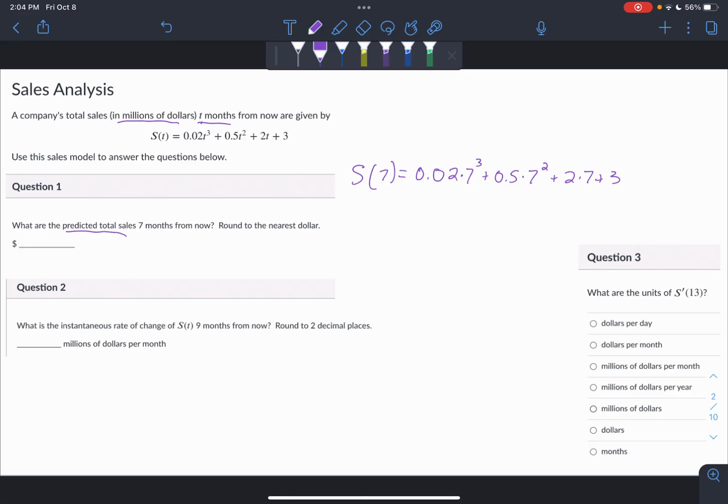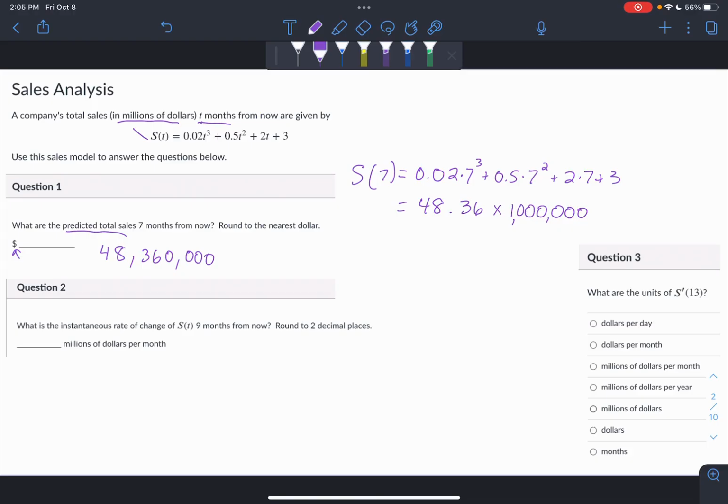Right? You can put that in the calculator and you should get 48.36. Now one thing to note is that S is in millions of dollars. So notice how question 1 just says dollars. That means we have to multiply by 1 million to get it in the same unit. So our answer should be $48,360,000.